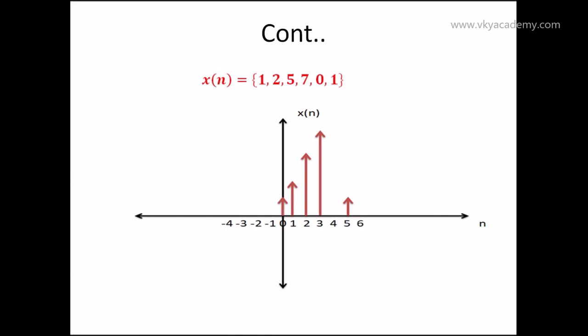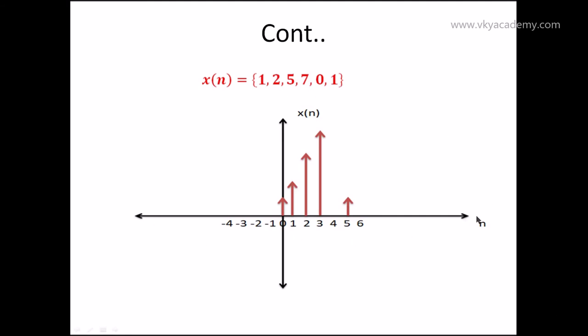So if it is present, then it is okay, and if it is not present on the signal, then you can say that the first sample is the sample at origin, or you can say the extreme left sample is the sample at origin. Now if this particular sample is at 0th position, 2 will be at first position, 5 will be at second position, 7 will be at third position, 0 will be at fourth position, and 1 will be at fifth position. Now we can represent this signal on the graph also.